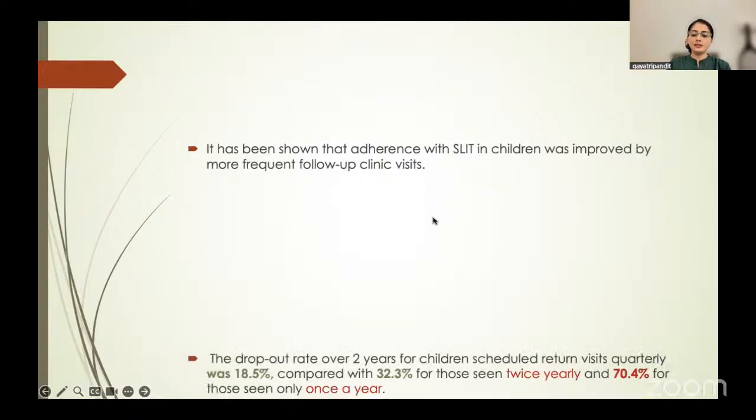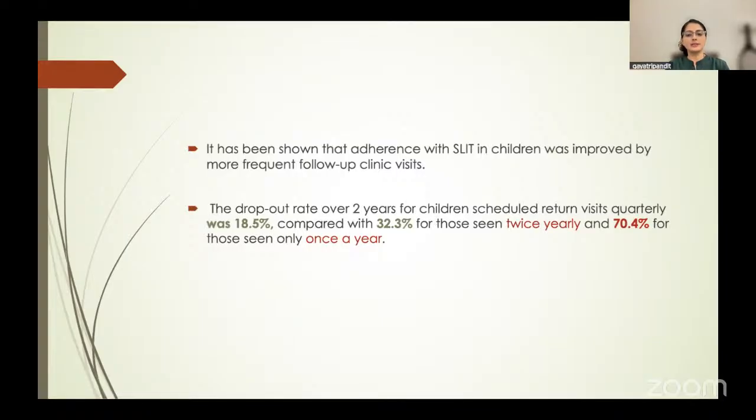And very interestingly, it was found in some other studies that the dropout rate over 2 years for children with scheduled quarterly return visits was 18.5% compared to 32.3% for those who were seen twice yearly. Compared to people who were seen only once a year, the dropout rates were very, very high, around 70.4%. That means the main reason you are having a lot of dropouts in SLIT is that it is home administered and you don't have close monitoring. And that's one of the reasons why the dropout rates were found to be high.